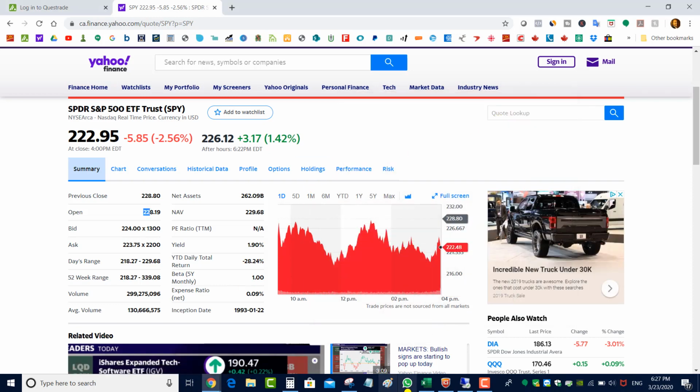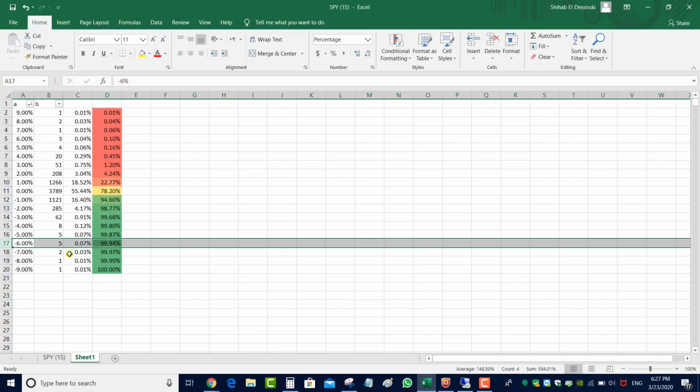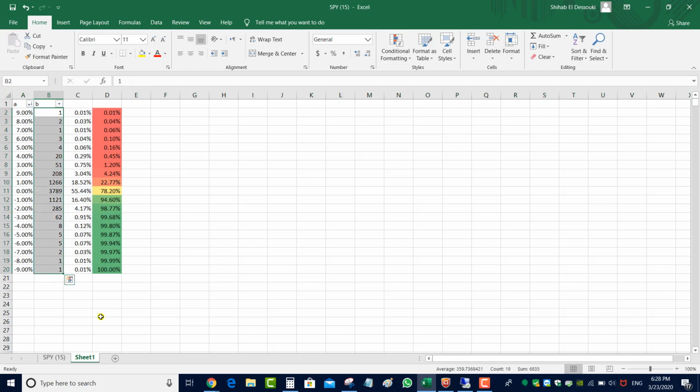So yeah, because I know that there's a very small chance that the SPY closes below 6% of its open price, I felt comfortable doing this trade. So remember, this covers from 1993 to 2020.